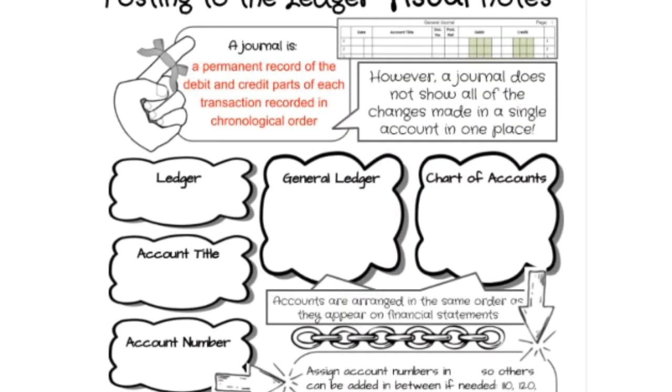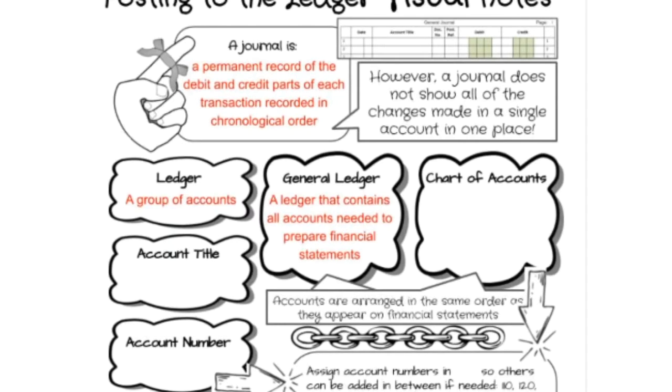A journal is a permanent record of the debit and credit parts of each transaction recorded in chronological order. However, a journal does not show all the changes made in a single account in one place. That's where a ledger comes in. A ledger is simply defined as a group of accounts, and a general ledger is a ledger that contains all accounts needed to prepare financial statements.